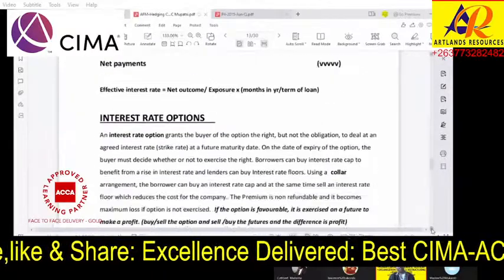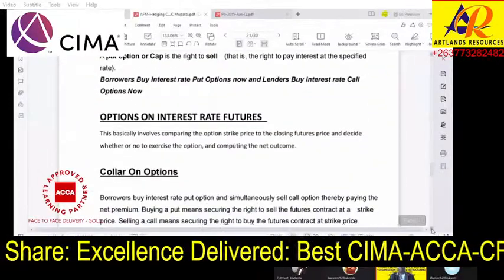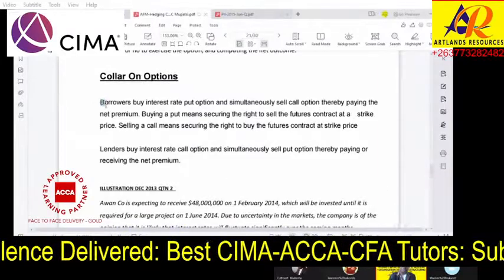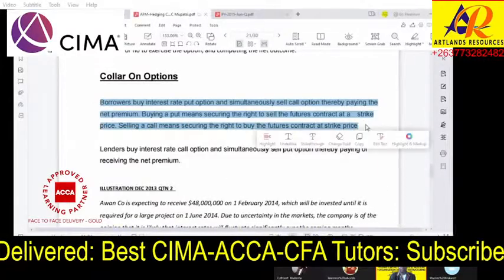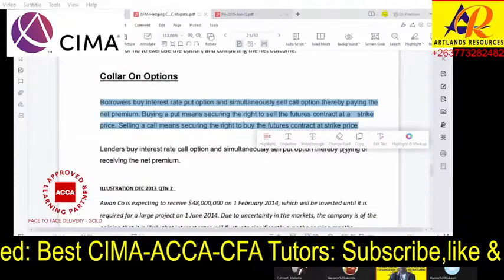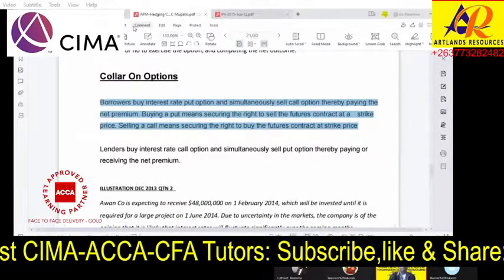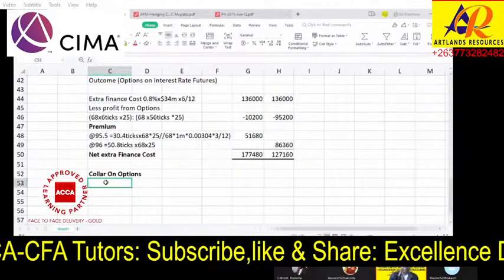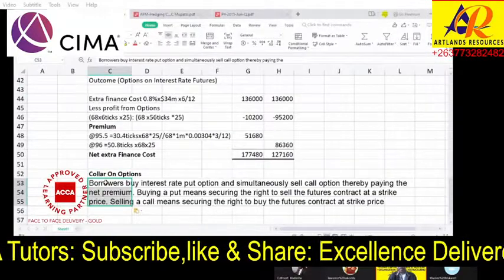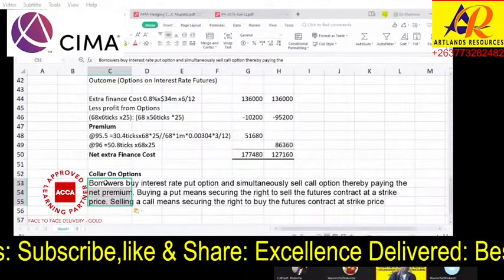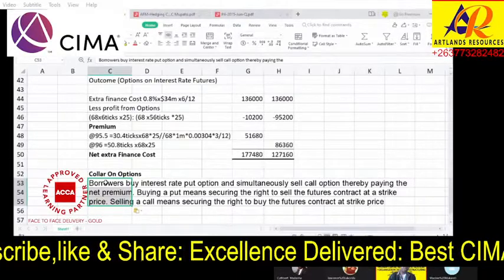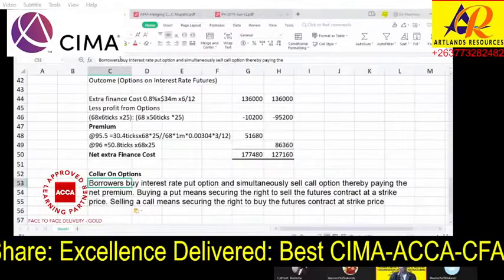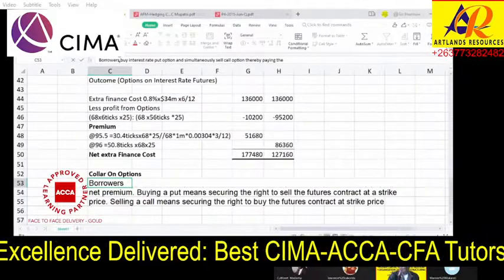So concerning interest rate futures, remember we discussed collar on options. This is collar on options. So allow me to copy it as it is. If you are a borrower, this is what I said. Let me copy it and then paste it here. Right, this is a collar on options. So when I say borrowers buy, because this company, you know it, you don't say borrowers, you now say the company.